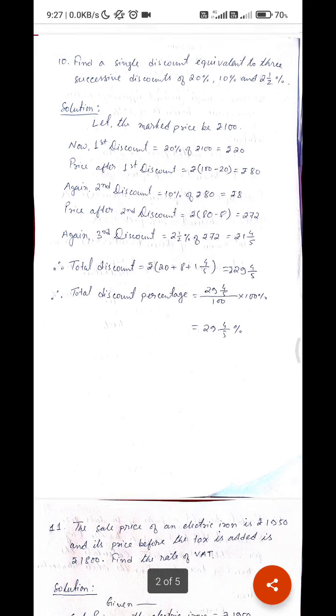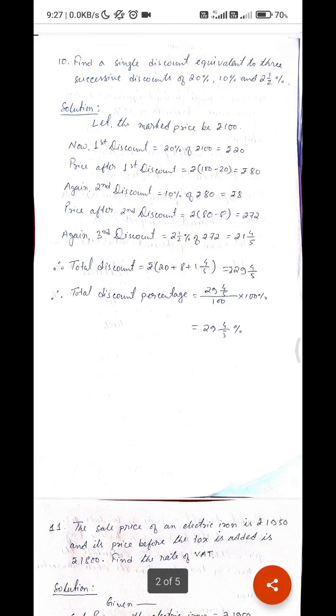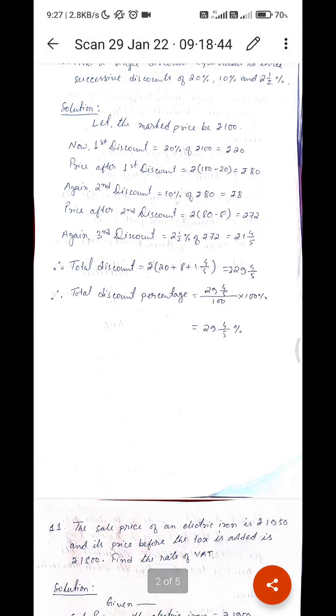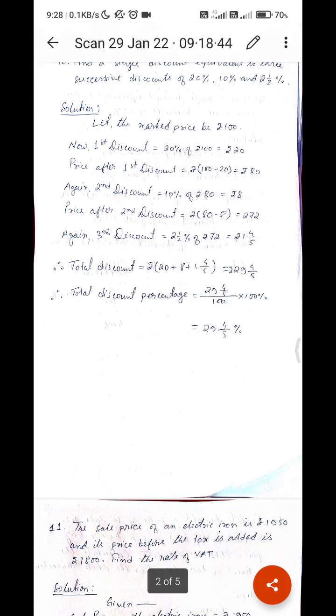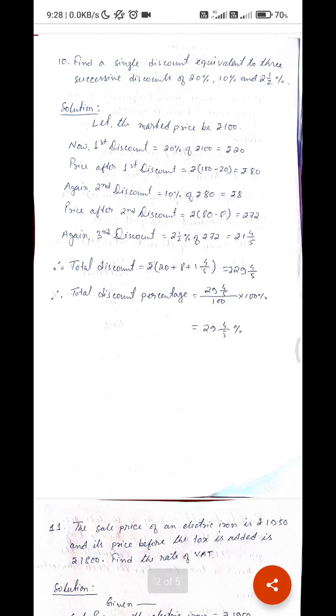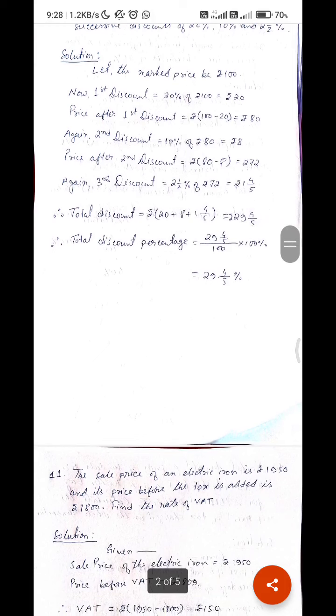On 72, a discount will be levied of 2.5%. So 2.5% of 72 is 1 4/5 rupees. Now observe here, students. First we got a discount of 20, then 8, and then 1 4/5. So the total discounts will be the sum of all these three discounts. So the total discount is 20 plus 8 plus 1 4/5. 20 plus 8 is 28, plus 1 is 29 and 4/5. That's it. This is the total discount.